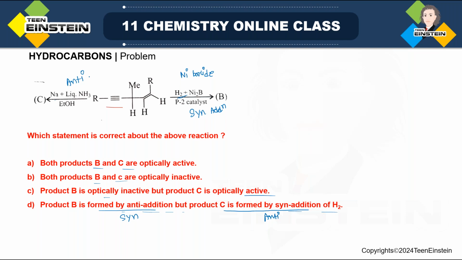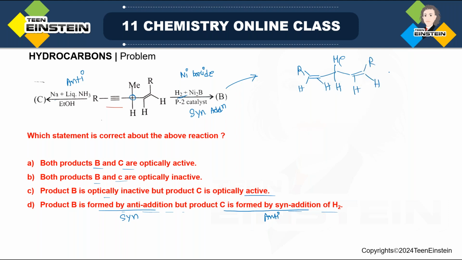But how will we get some optically active compound? Why does the question of optical activity arise? See, when this CC triple bond is converted to a double bond, this center will be a chiral center. How? First I will write this reaction. When this reaction is happening, both the hydrogens will be added from the same side. Now, this center will be a chiral center.